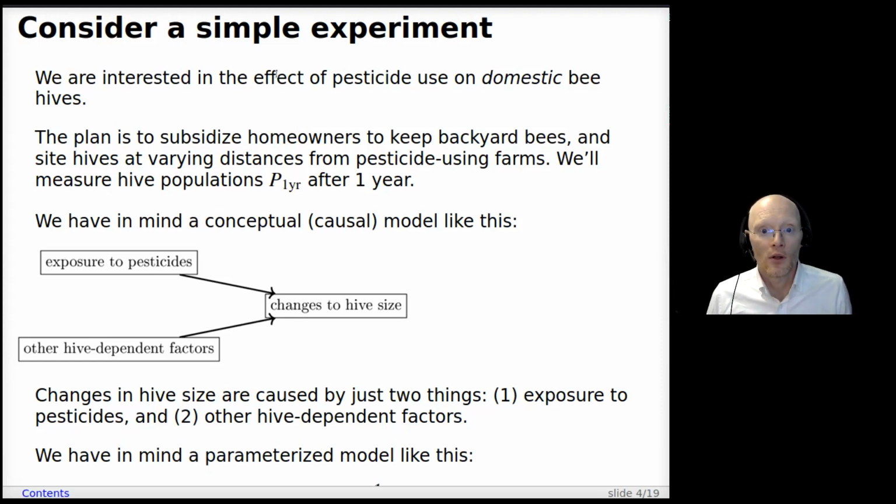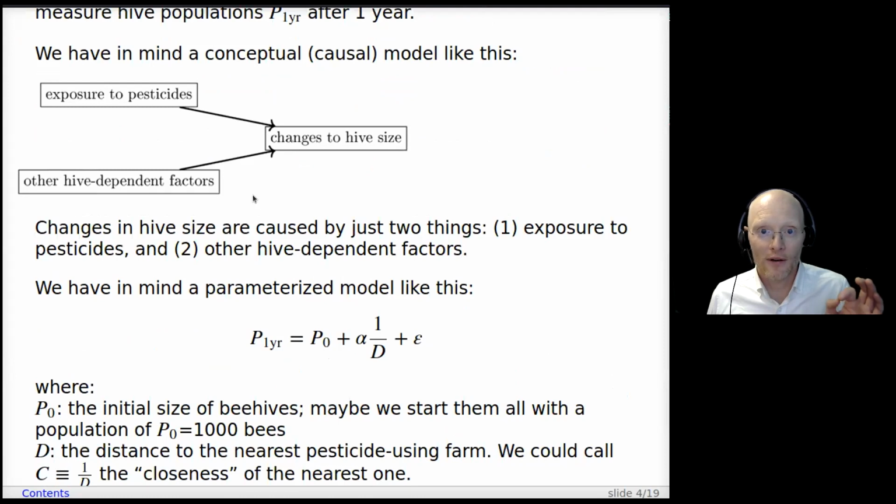So we have a conceptual model that's very simple. The causal model is just two different things are going to affect the population size in each hive. One of them is the exposure to pesticides, so the distance from pesticide source. And the other is going to be all the other hive-dependent factors which may make a hive grow in size or shrink in size. We don't have to know the details of these, but the key thing here is that they're hive-dependent. In other words, they're not going to be affected by how close the hive is to a farm. So you can think here, for instance, of maybe the fitness of the queen.